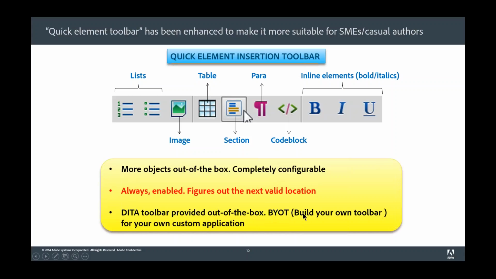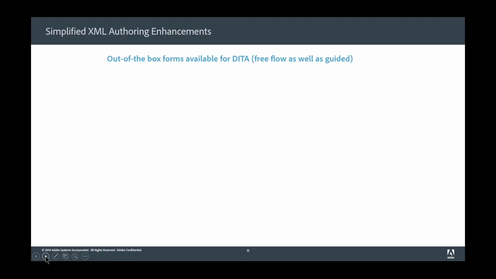Down at the bottom where it talks about BYOT, build your own toolbar, it is actually possible to go ahead and map these icons to something different. Some people are doing a custom application or something really advanced. They really don't need, hitting the return key will give you a paragraph in most cases. So some people might want to map the P to something a little more sophisticated.